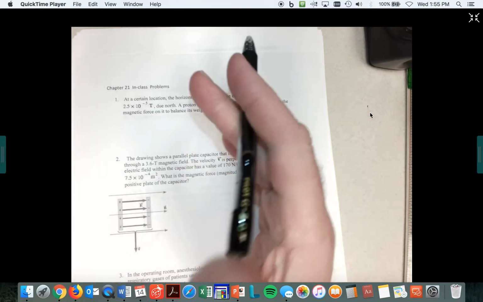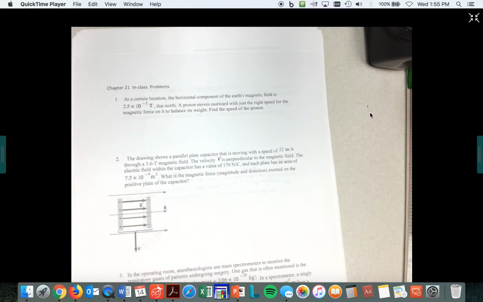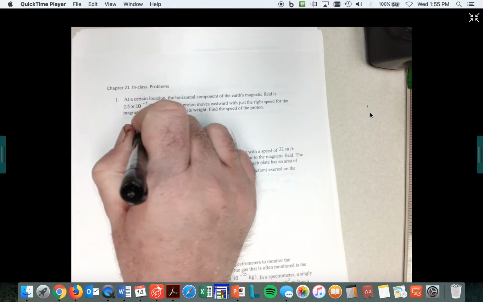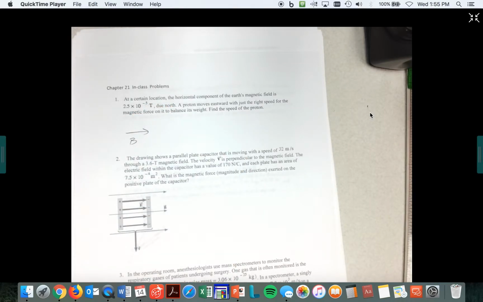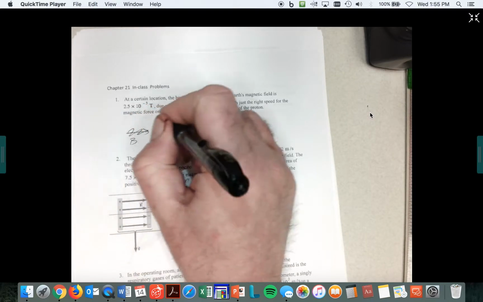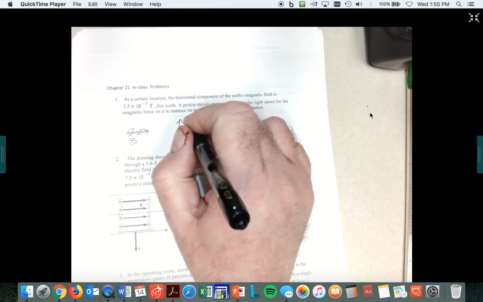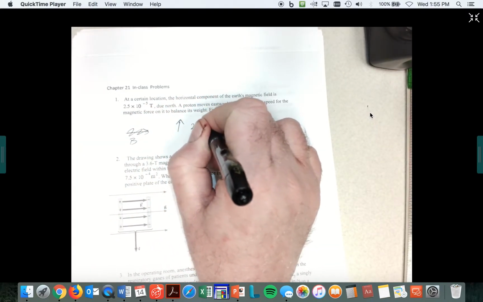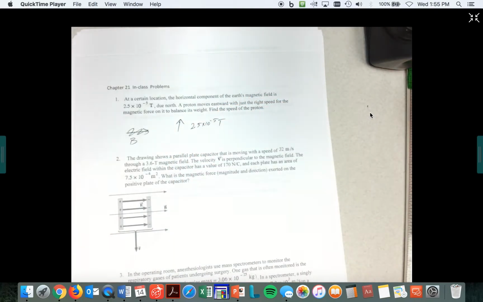We should be able to do this kind of problem now. At a certain location, the horizontal component of the Earth's magnetic field is due north at 2.5 times 10 to the negative 5 Teslas. We'll just practice. And a proton moves eastward.